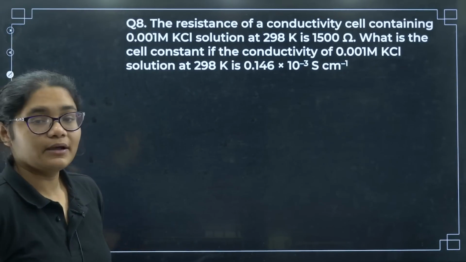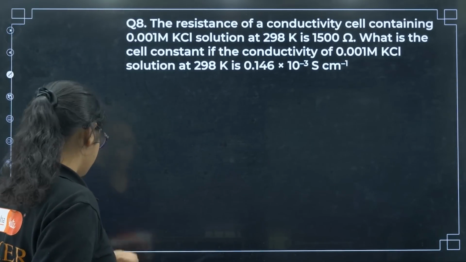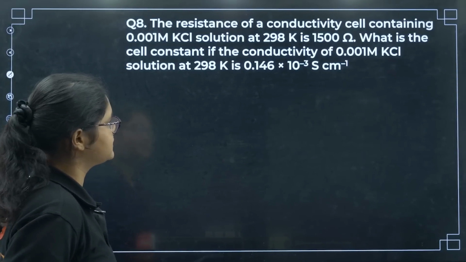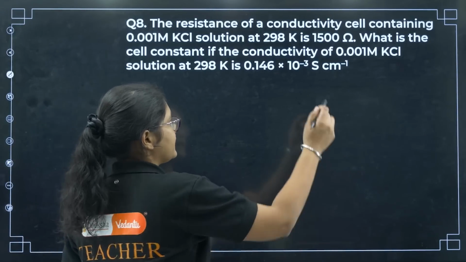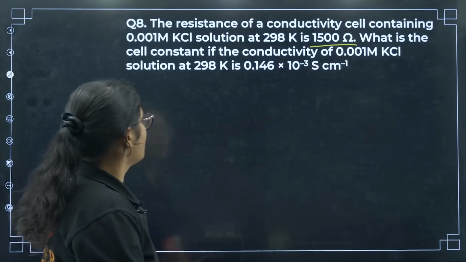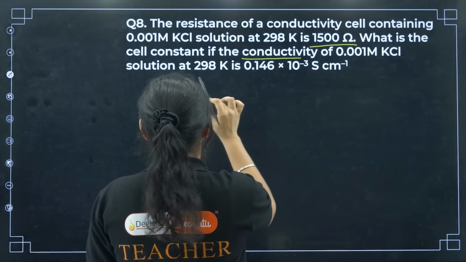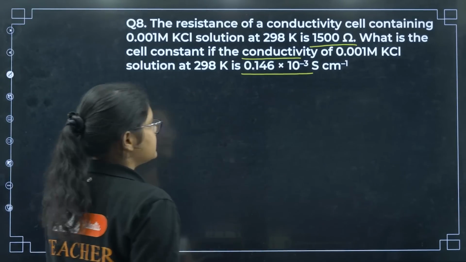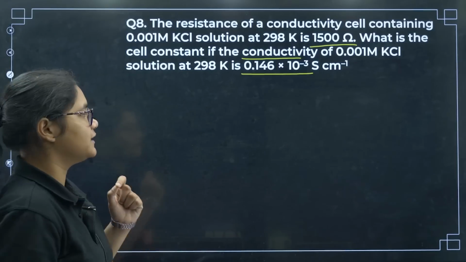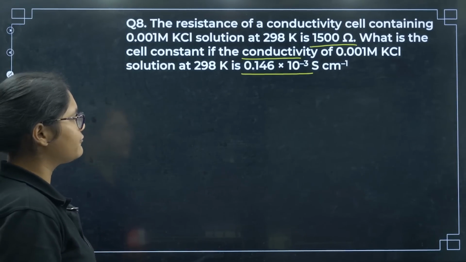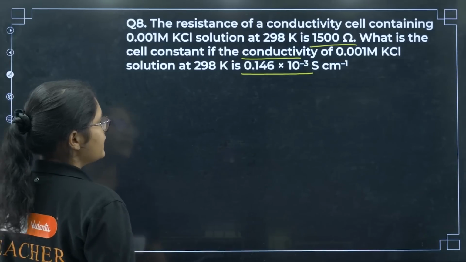Next, coming to question number 8. The resistance of a conductivity cell containing 0.001 M KCl solution at 298 Kelvin is 1500 ohm. What is the cell constant if the conductivity of the cell is 0.146 into 10 to the power of minus 3 S centimeter inverse? So we have to calculate the cell constant, right?